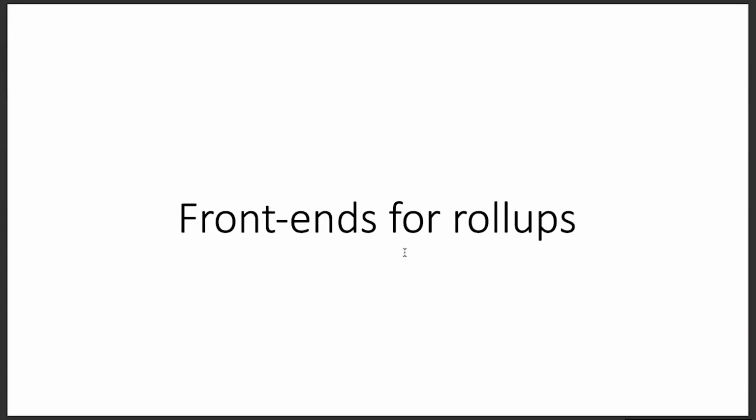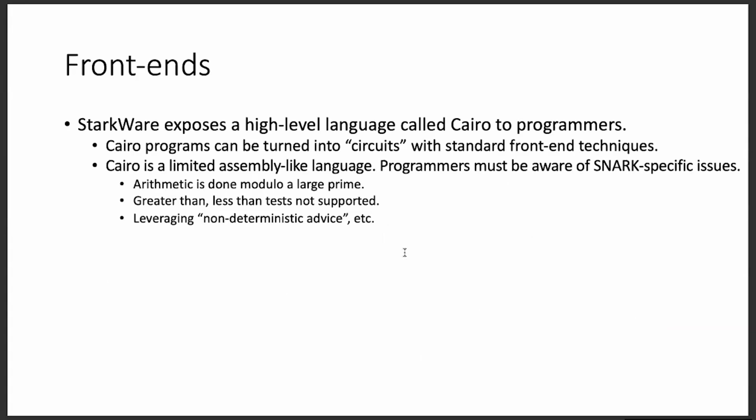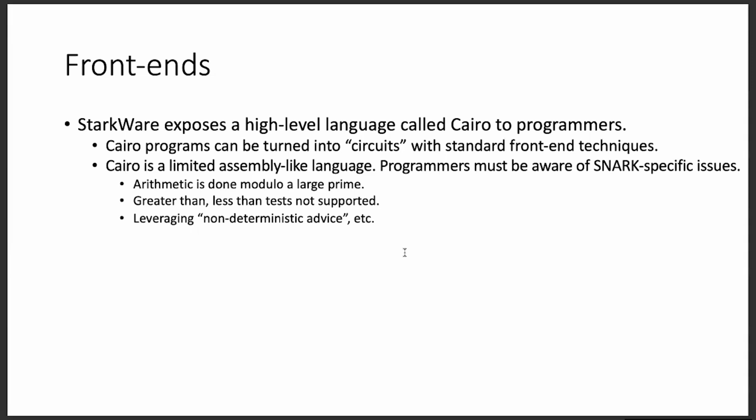There are two extremes that are very prominent. They're maybe not the only approaches, but they're certainly the most prominent ones being pursued. One extreme is inhabited by Starkware, which has exposed a high-ish level language, or what I'll call a limited assembly-like language. It's higher than just writing down a circuit for sure, but it's still a somewhat low-level language, not like Java or something. A language called Cairo is exposed to programmers, and they have an automatic compiler that turns Cairo programs into circuits.